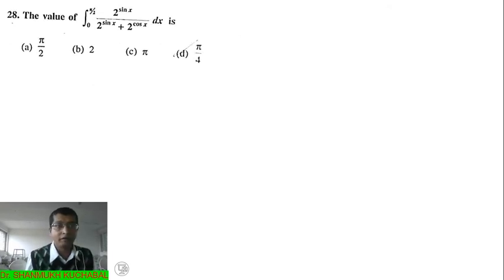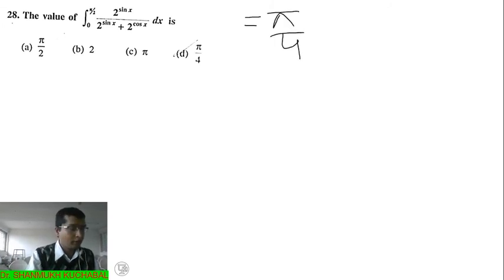The value of integration 0 to pi by 2 of 2 raised to sin x divided by 2 raised to sin x plus 2 raised to cos x. It is also a standard result. Its value is pi by 4. Therefore option D, pi by 4, is the right answer. Okay, now we'll move to the next example.